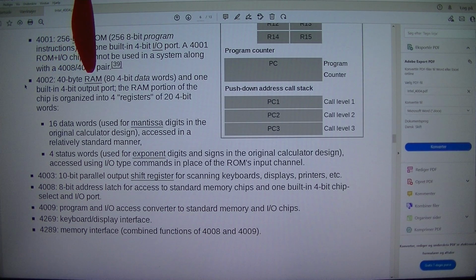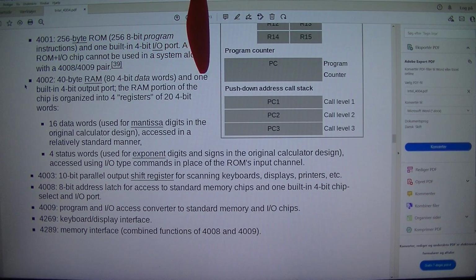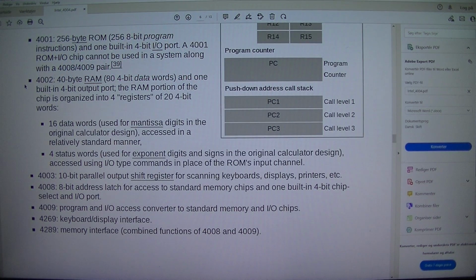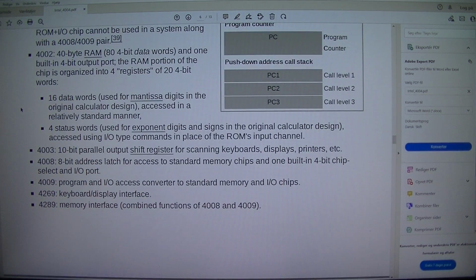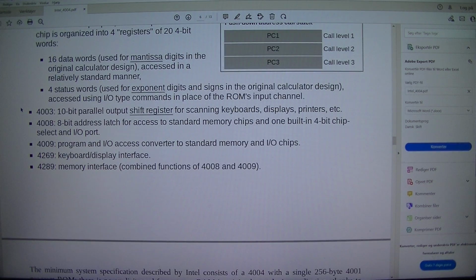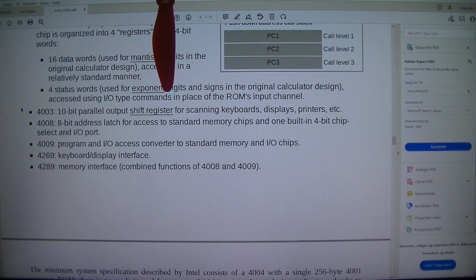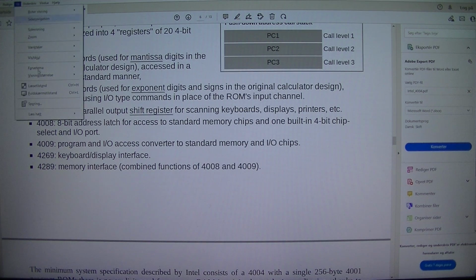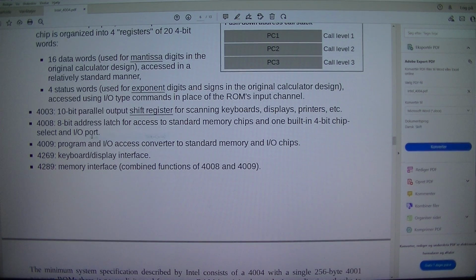4002, 40-byte RAM, 8 4-bit data words, and 1 built-in 4-bit output port. The RAM portion of the chip is organized into 4 registers of 2 4-bit words, 16 data words, used for mantissa digits in the original calculator design, accessed in a relatively standard manner. 4 status words, used for exponent digits and signs in the original calculator design, accessed using I/O type commands in place of the ROM's input channel. 4003, 10-bit parallel output shift register for scanning keyboards and displays.